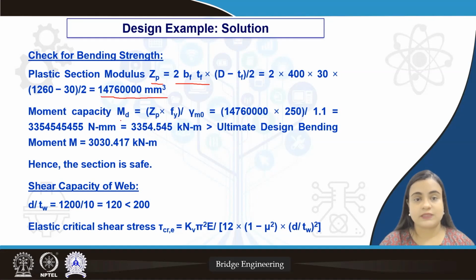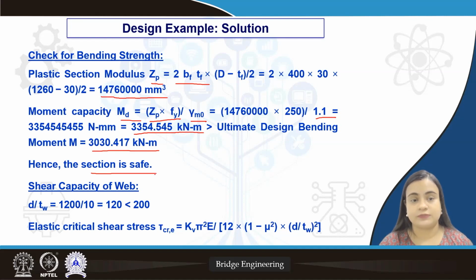The moment capacity MD can be obtained as Zp times Fy by gamma M0, where gamma M0 is taken to be 1.1. Zp we have just now computed. So the moment capacity turns out to be 3354.545 kilonewton meter, which is higher than the ultimate design bending moment M equals 3030.417 kilonewton meter. So we can deduce that the trial section is safe in terms of the bending strength.